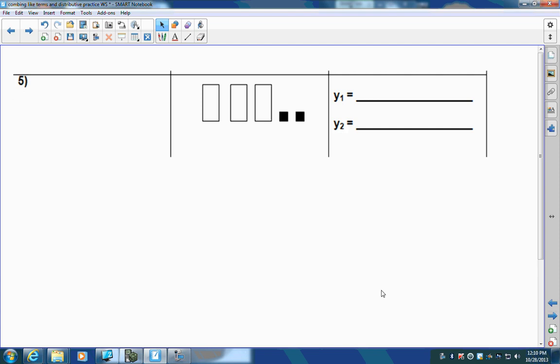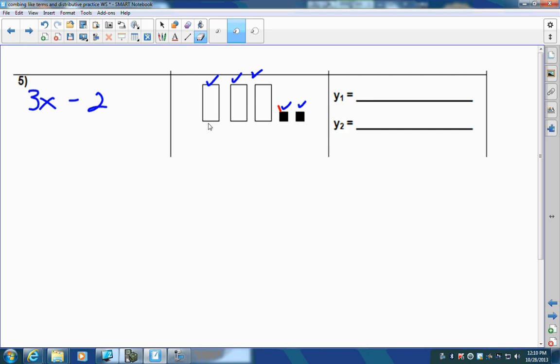Let's look at number 5. Number 5, there's my tiles. So what is it saying? What are these big ones? There's x's. There's 3x and 2 negatives, so it's minus 2. Can I go through and can this big one take away this small one? No, because they're not the same size. Is there anything I can put together or do? No, this is my answer.